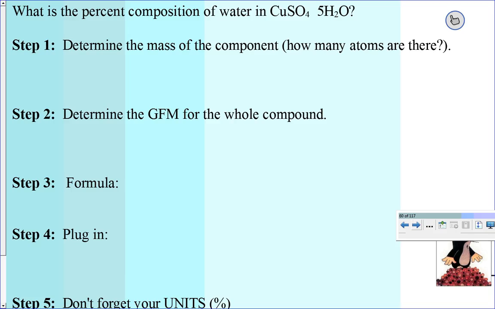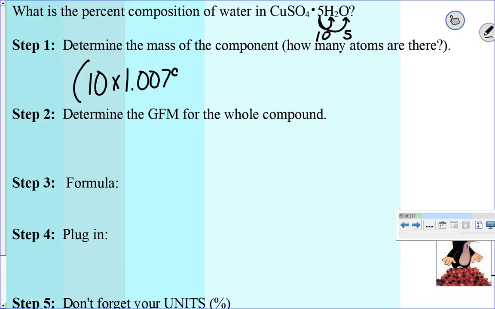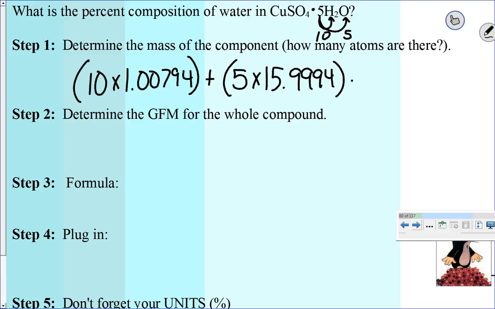So we have to look first at the mass of our component. So we have 5 waters, 5 hydrogen, or 5 times 2, so we have 10 hydrogens, and 5 times 1 is 5 oxygens. So we start by saying, okay, I got 10 hydrogens times 1.00794 grams per mole for each one, plus 5 oxygens times 15.9994 grams per mole for each one of those, giving me a GFM for water in this compound of 90.0764 grams per mole.